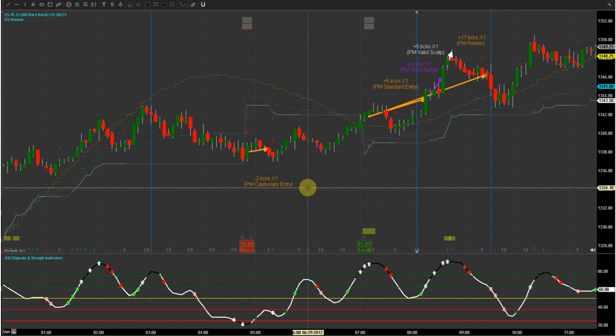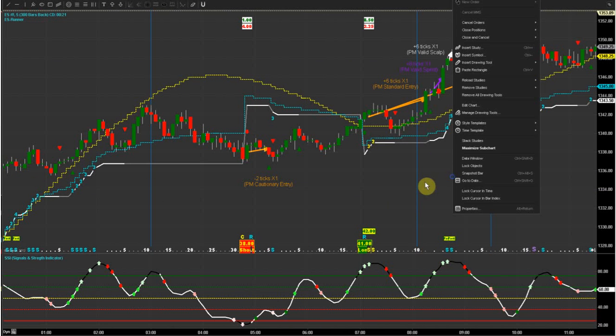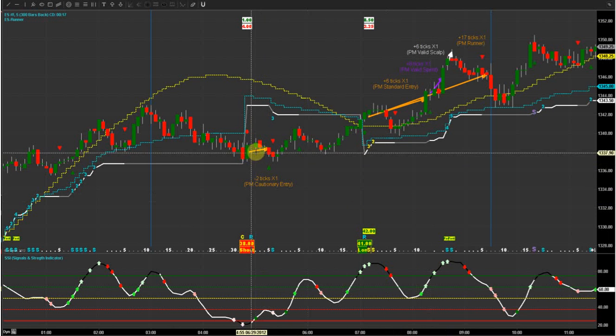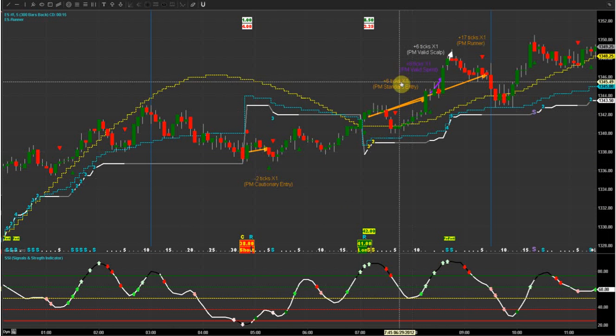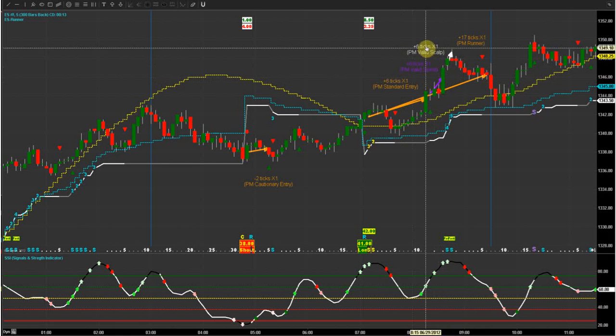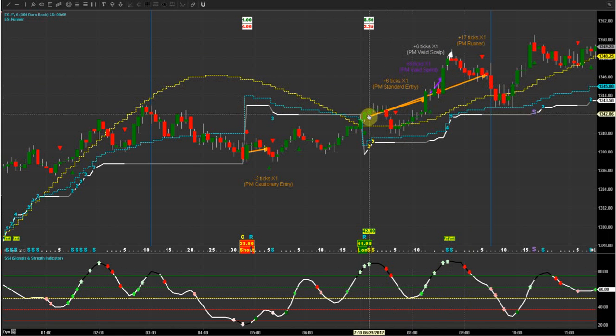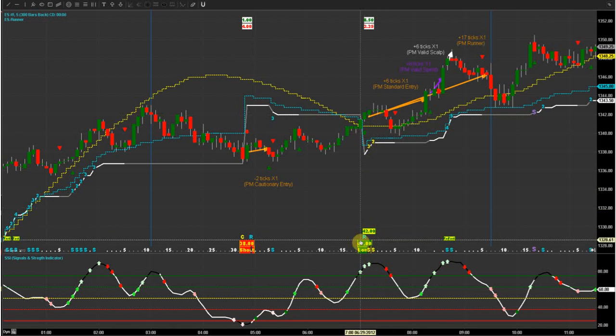Okay, but that's the trades so far this morning. The profit this morning has been -2 ticks on one contract, 6 ticks on one, 8 ticks on another contract, 6 ticks on another contract, and then 17 ticks on the last contract of the first. Remember, 2 contracts on a primary entry, 1 contract on a cautionary.